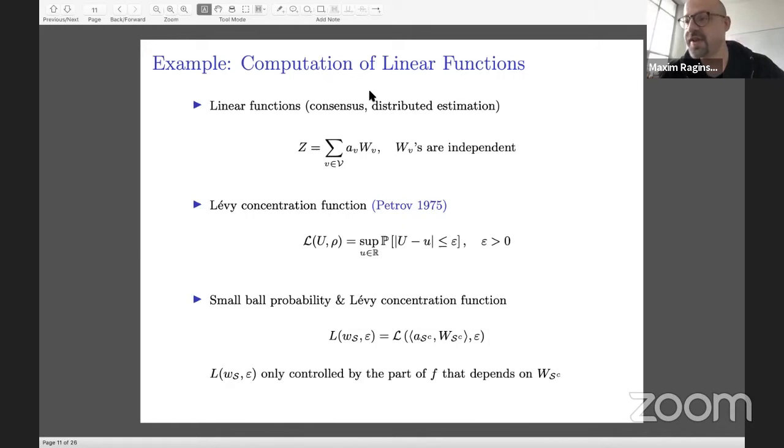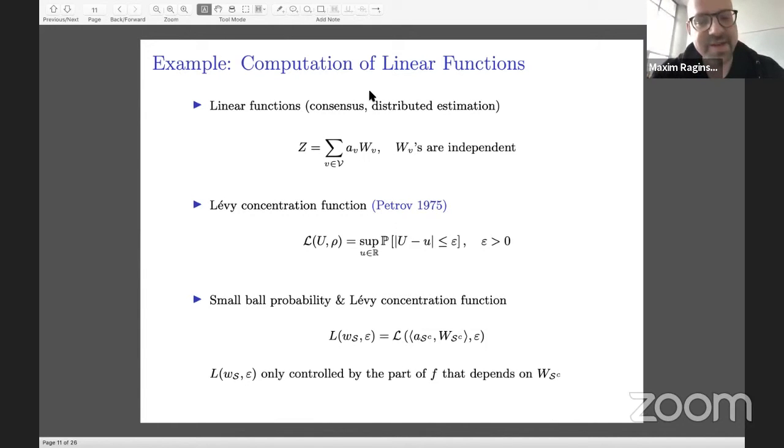So the idea is that what we're doing is we're asking what's the probability that U lies between V minus epsilon and V plus epsilon. And then we simply take the sup over all possible values of V. And this quantity essentially captures the spread of the distribution of U.